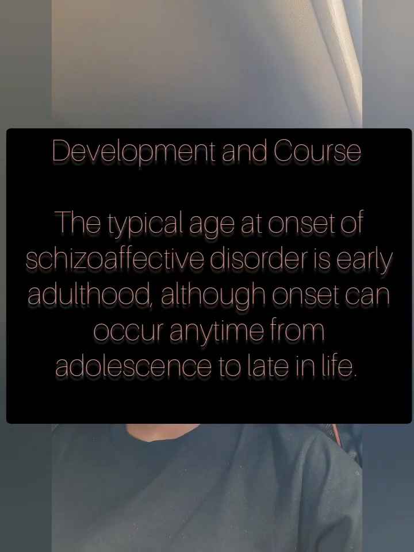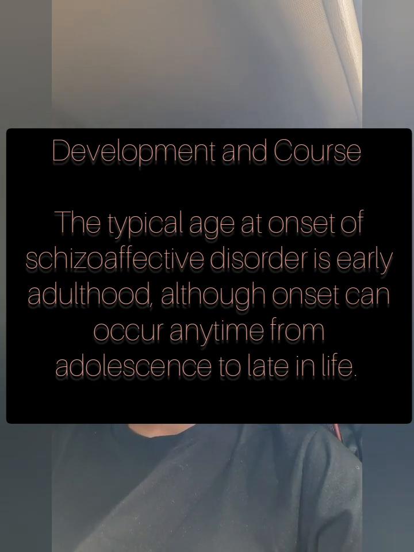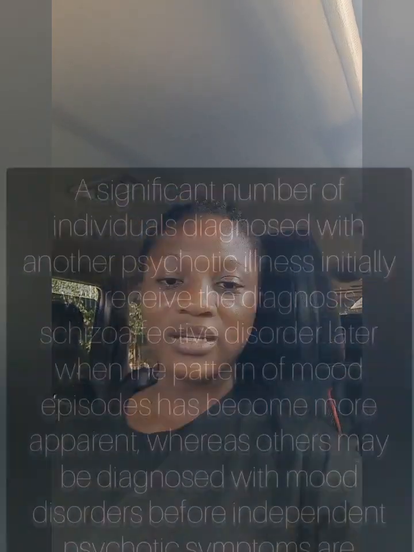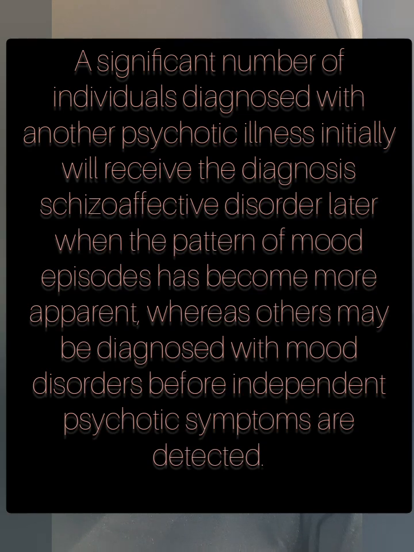Development and course. So the typical onset of schizoaffective disorder is early adulthood, although onset can occur anytime from adolescence to late in life, right? A significant number of individuals diagnosed with another psychotic illness initially will receive the diagnosis of schizoaffective disorder later, when the pattern of mood episodes has become more apparent, right?